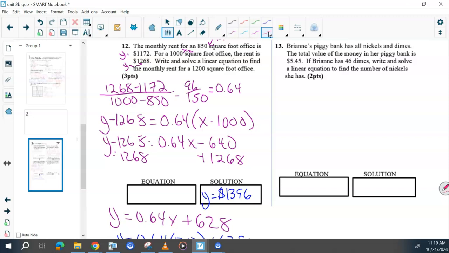Really quick, for this last one, this is comparing two different things, nickels and dimes. So this should have been your ax plus by equals c. It doesn't matter which one was a. So let's say I made that 0.05 for the nickels, and b the 0.10 for the dimes. Then I would set this up 0.05 x, I don't know the number of nickels, plus 0.10, I know the number of dimes, 46, and I know the total.